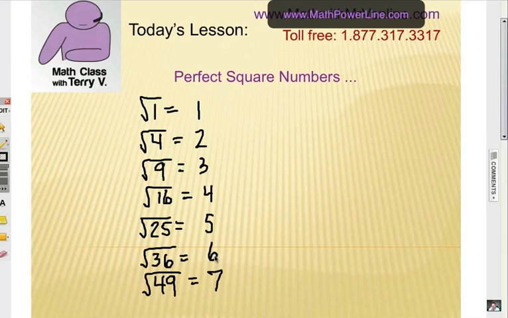Now we could keep going, but the point here is that perfect square numbers are numbers you can take the square root of, of course, and can't get a decimal or fraction. So they're really nice numbers. We want to find these. So 1, 4, 9, 16, 25, 36, and 49, and of course numbers higher than that, are perfect square numbers. Those are the ones we are going to look for when we are simplifying radicals.